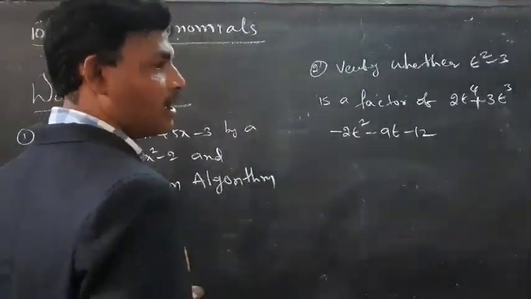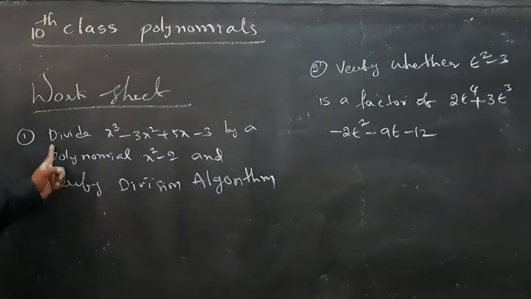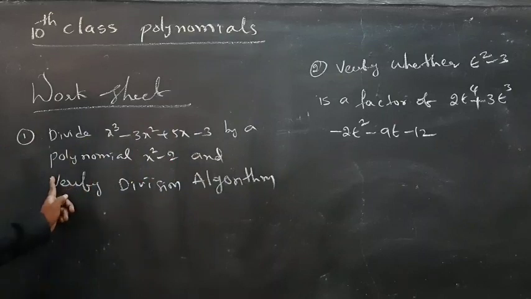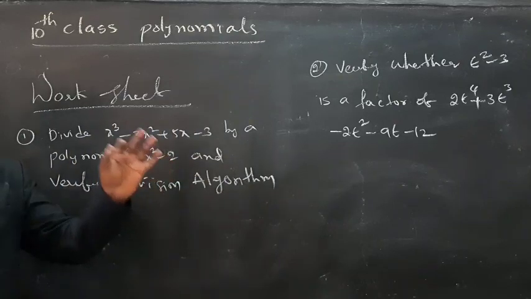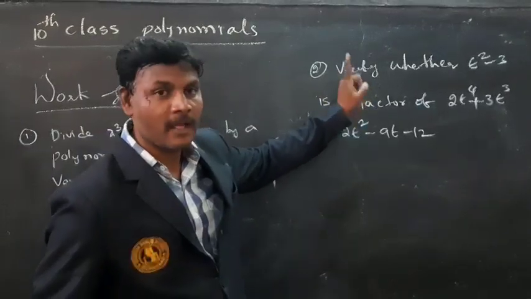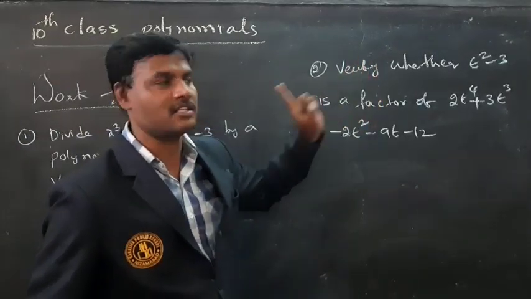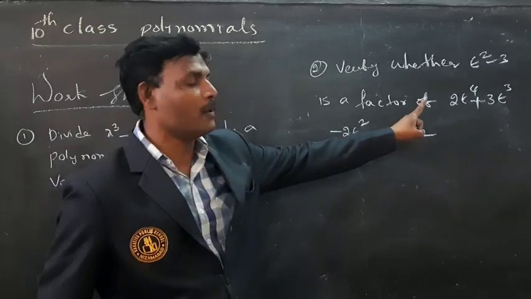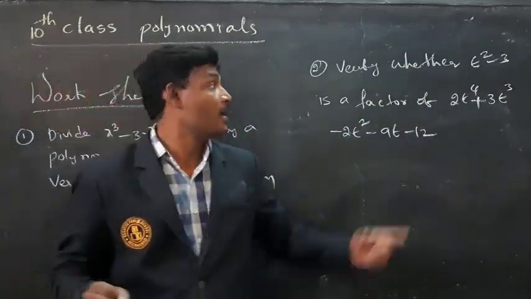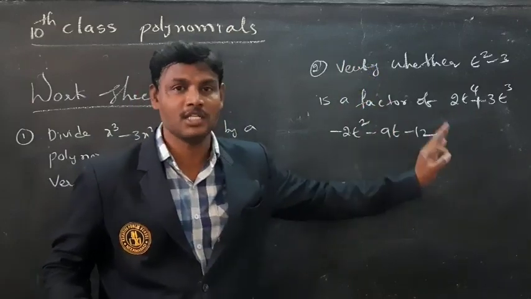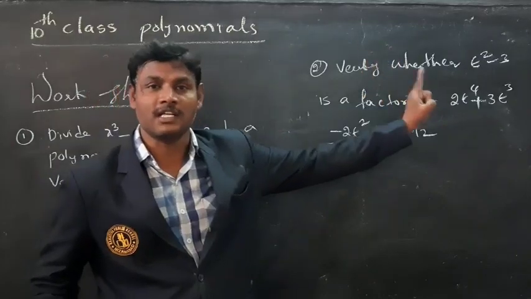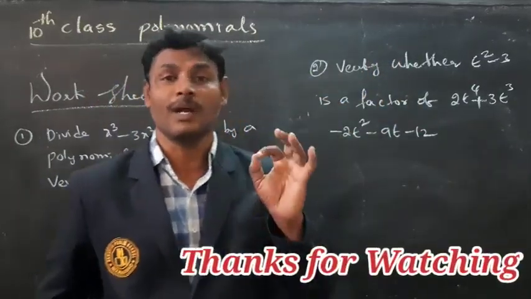So then, questions. Here is the worksheet. Divide x cube minus 3x square plus 5x minus 3 by the polynomial x square minus 2 and verify the division algorithm. Second question: verify whether t square minus 3 is a factor of 2t power 4 plus 3t cube minus 2t square minus 9t minus 12. By dividing, if you get remainder 0, we can say t square minus 3 is a factor of the given polynomial. So complete the homework.